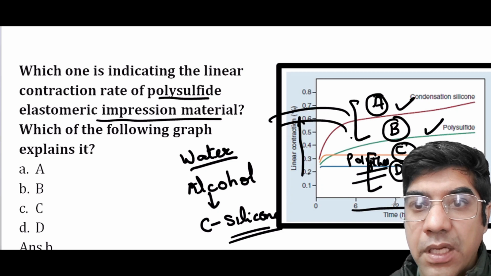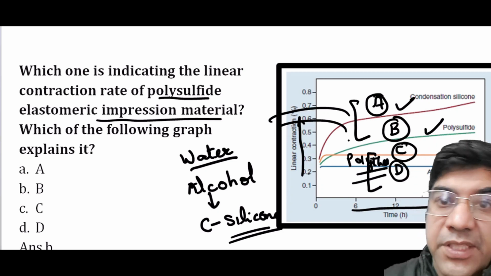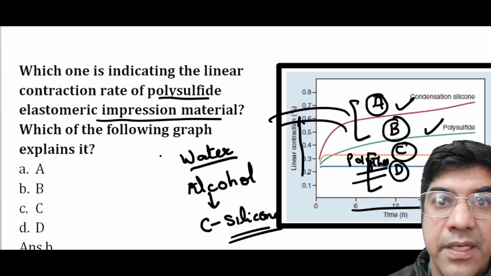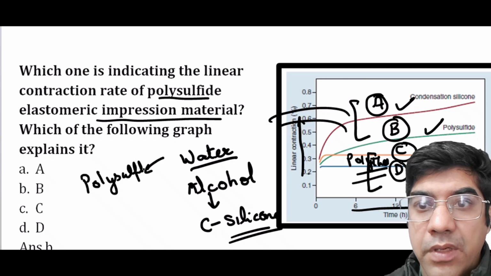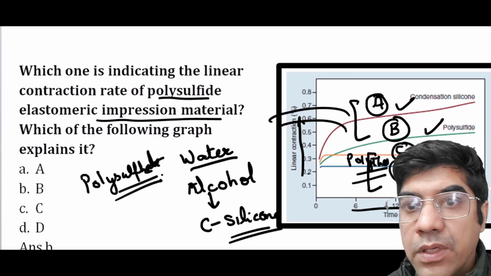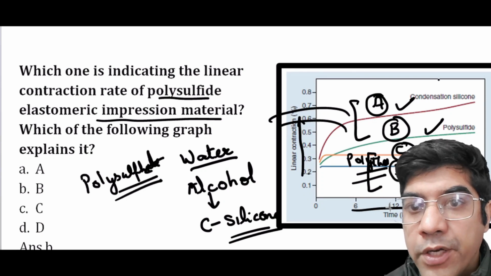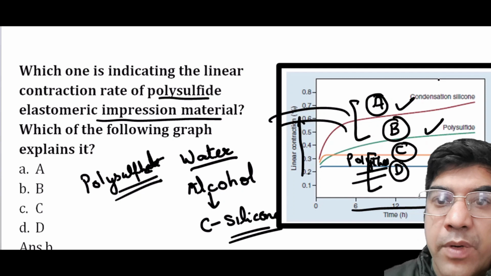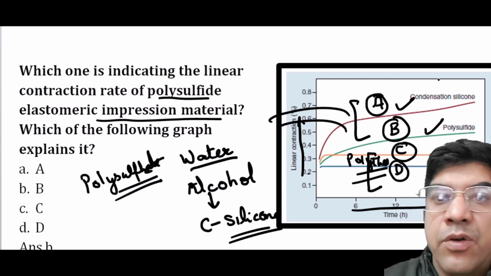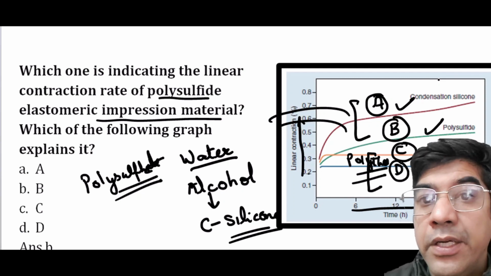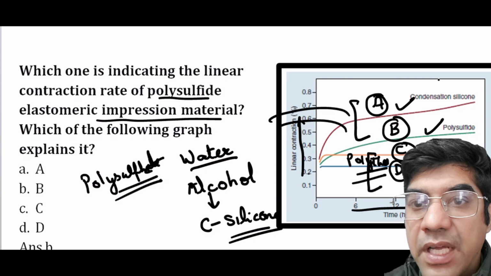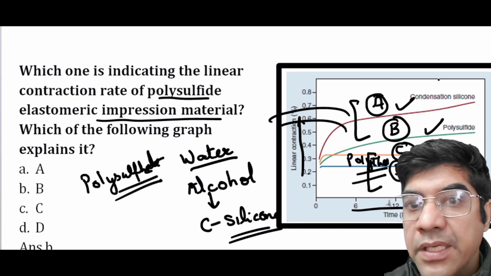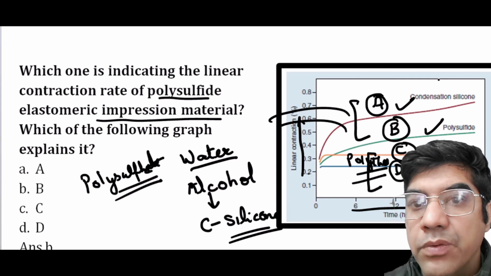So there is loss of polymerization byproduct, especially water for polysulfide and alcohol for C silicon. So in order to maintain the maximal accuracy with the polysulfide and C silicon material, it is recommended to pour the slurry mix for a stone die or cast immediately into the impression after it is removed from the mouth.